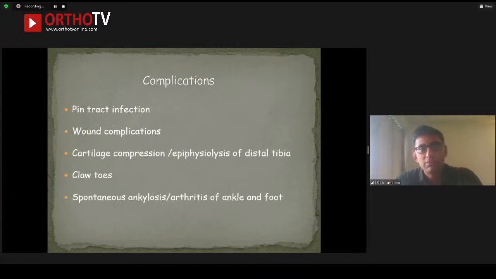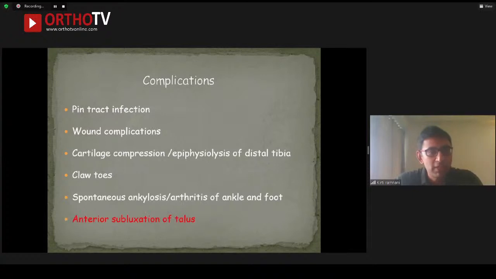There are some complications which are associated with fixators. The regular ones I am not going to talk about, like pin tract infection and wound complications. Specific to a clubfoot deformity is cartilage compression or epiphysiolysis of the distal tibia, which is seen. Especially when you are using a JESS fixator, it is advisable to initially distract the joint by 5 to 6 millimeters so that you have enough space in the joint, and then you start the correction so that the cartilages don't crush against each other and cause joint stiffness.